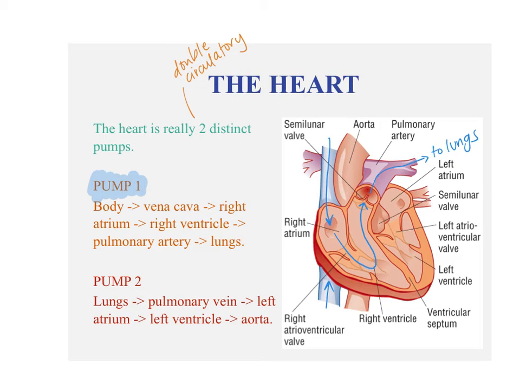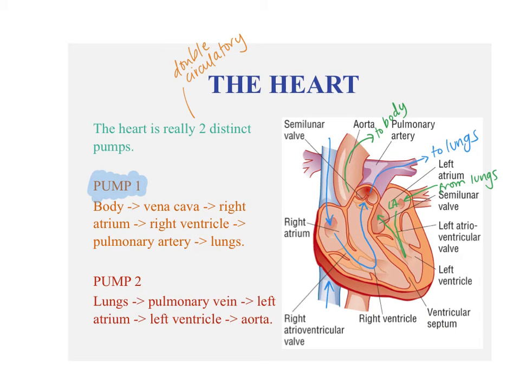At the same time, we've got blood coming in from the lungs, in through the pulmonary veins, to the left atrium. This is our second pump. So now we're in the left atrium. We're going to drop our blood down to the left ventricle, and then we're going out again through the semilunar valves, but out from the aorta and to the body.